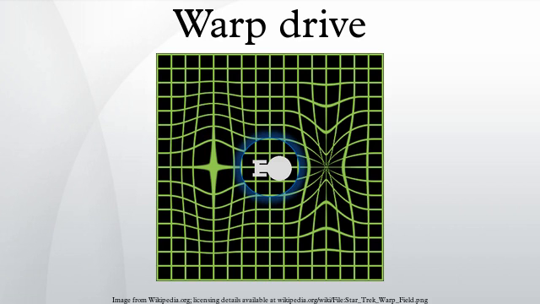In contrast to many other FTL technologies, such as a jump drive or the Infinite Improbability Drive, the warp drive does not permit instantaneous travel between 2 points. Instead, warp drive technology creates an artificial bubble of normal space-time which surrounds the spacecraft. Consequently, spacecraft at warp velocity can continue to interact with objects in normal space.